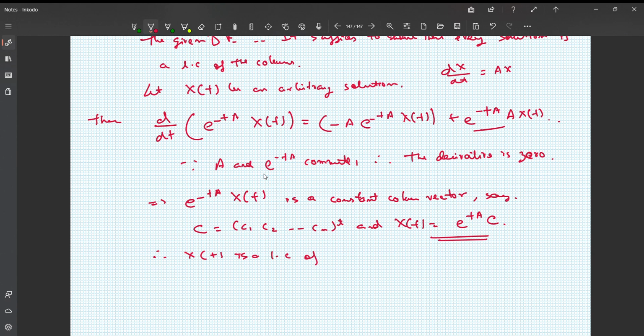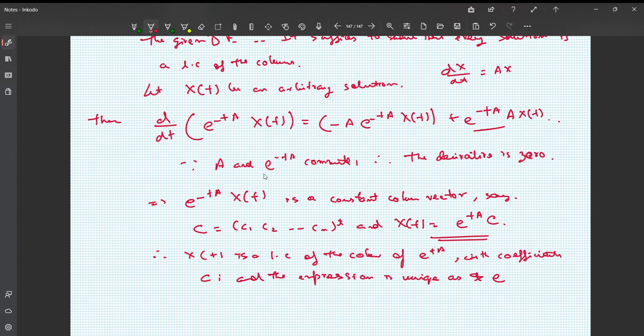It is a linear combination of the columns of e to the power ta with coefficients ci, and the expression is unique as e to the power ta is invertible. Therefore, the columns of e to the power ta serve as a basis of the solution space. Yes, it's clear.